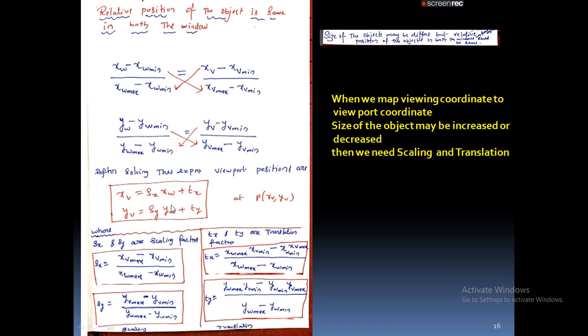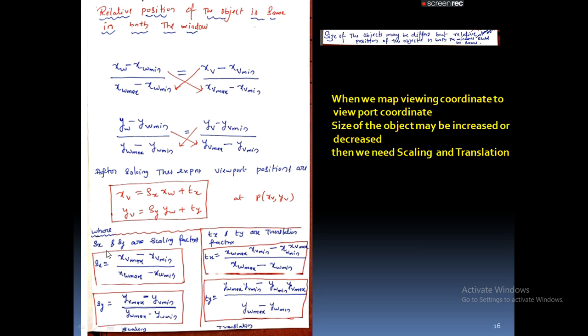As you can see, sx, sy, tx and ty we already learned; I am just explaining here. sx equals the difference between xv max and xv min, with respect to xw max minus xw min. Similarly, we assume the sy value. We know that sx and sy are the scaling factors.